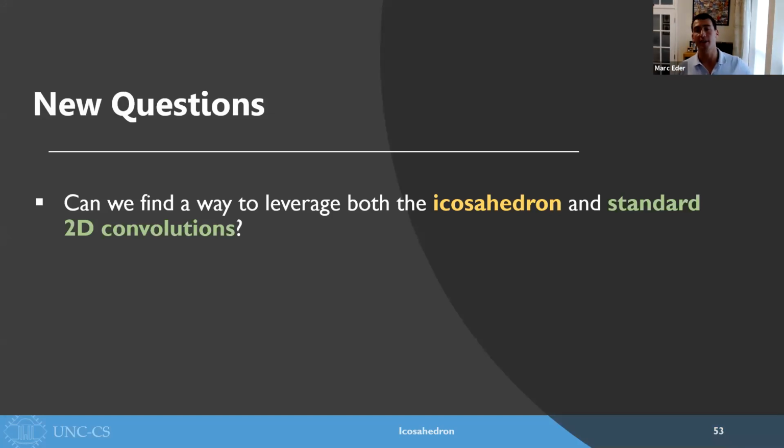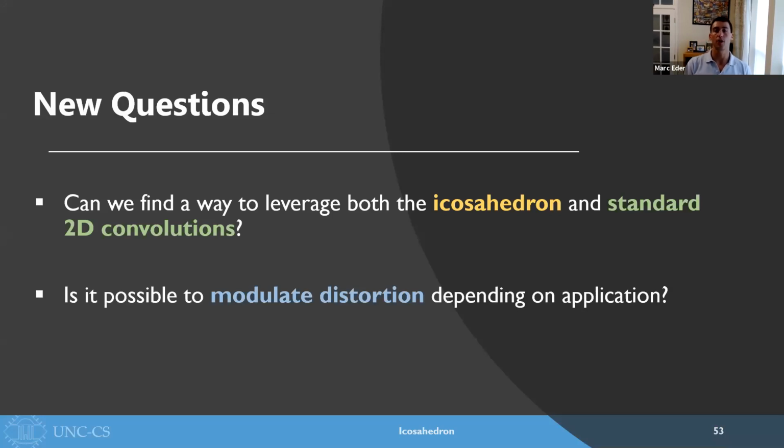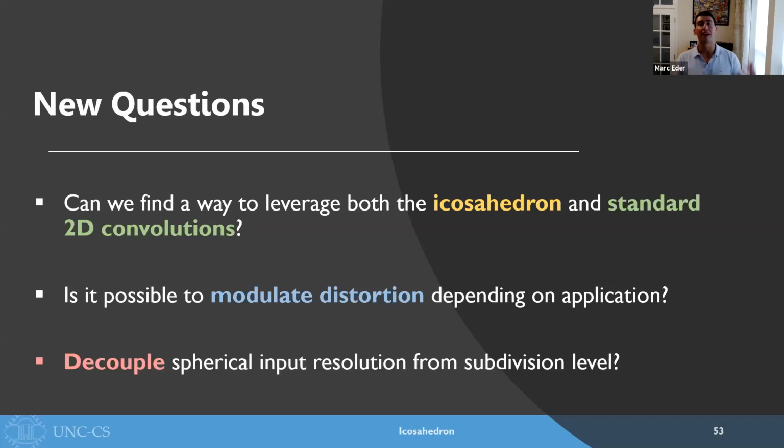First, can we find a way to leverage both the icosahedron and the standard 2D convolution so we don't have to change the convolution operation? That will give us both scalability, at least scaling as well as existing algorithms, and transferability because we won't have to change it, while using the icosahedron will reduce distortion. Additionally, can we find a solution that allows us to modulate our distortion depending on the application? Certain applications might be capable of handling higher levels of distortion than others. Remember how I was talking about how localization doesn't get affected by distortion nearly as much as a dense prediction task would. So if we want to provide this tunability, we're going to have to untether our input spherical resolution from our subdivision level.